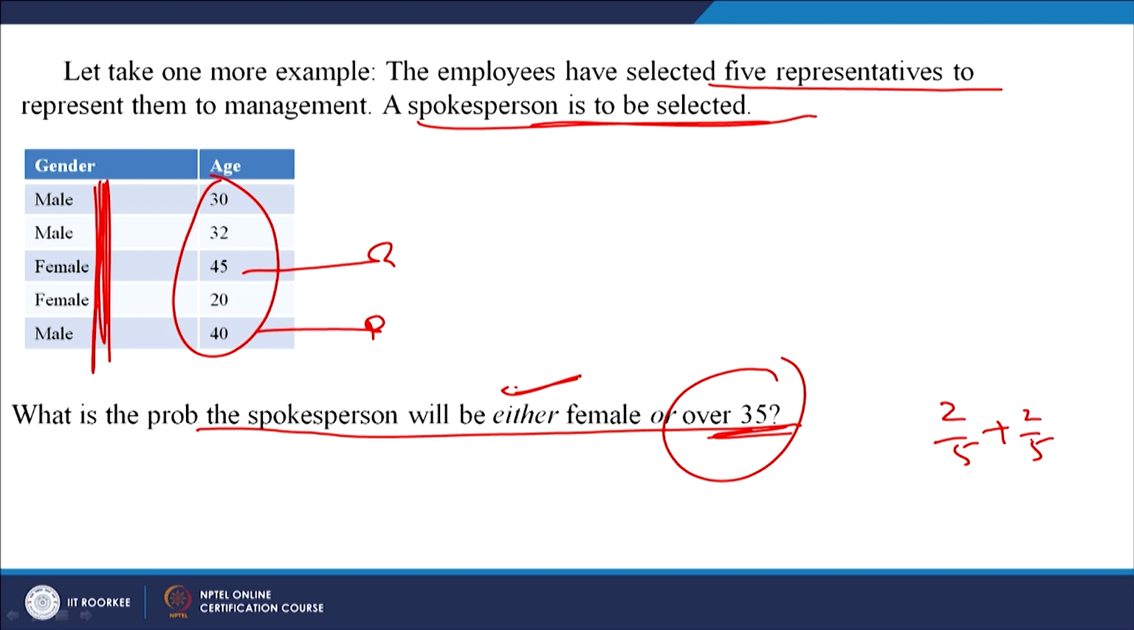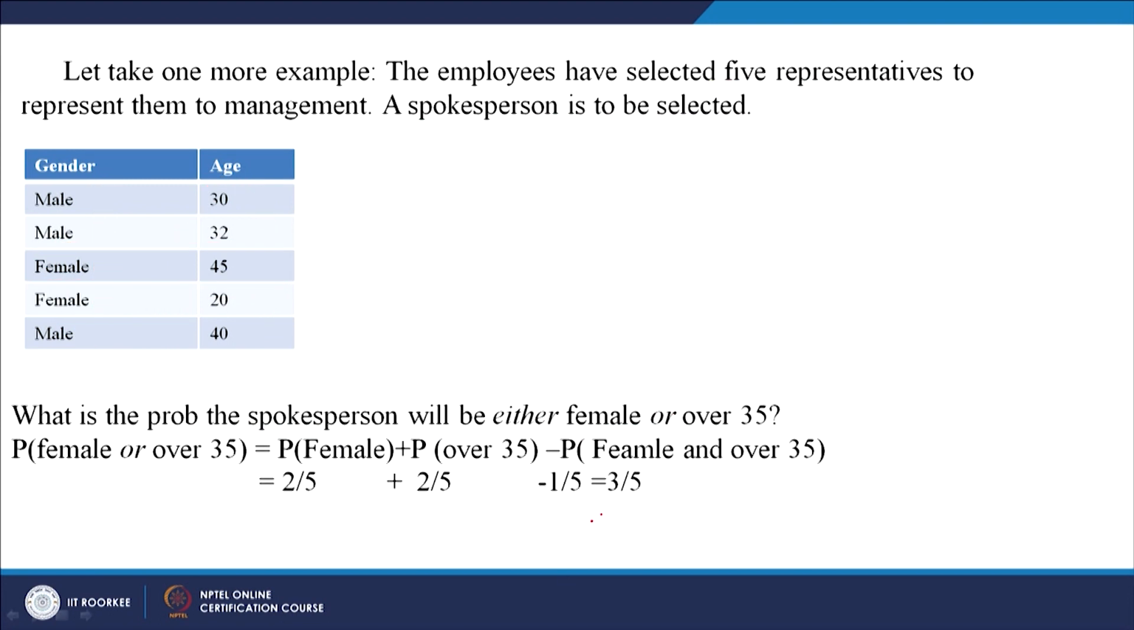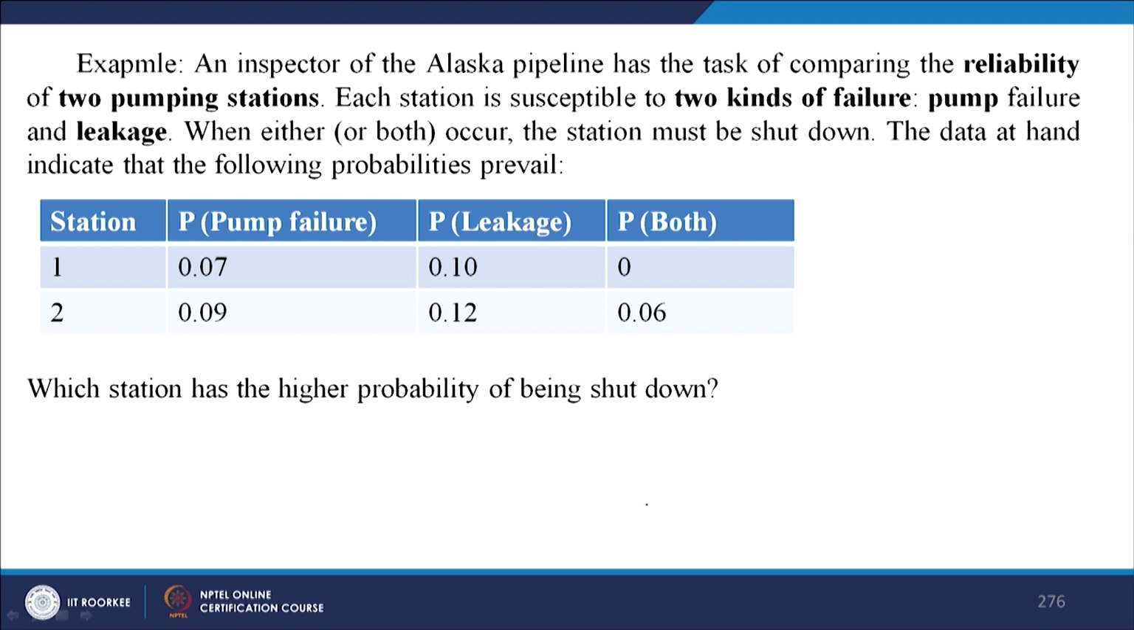Now, what is the probability that the selected person is female as well as more than 35? Only 1, right. So, minus 1 by 5. So, this becomes 3 by 5. Okay. So, this is the answer, 3 by 5. Now, let us look at one more question.